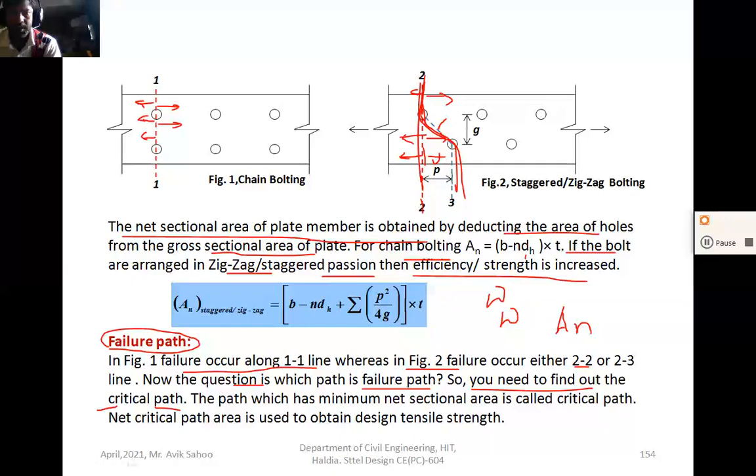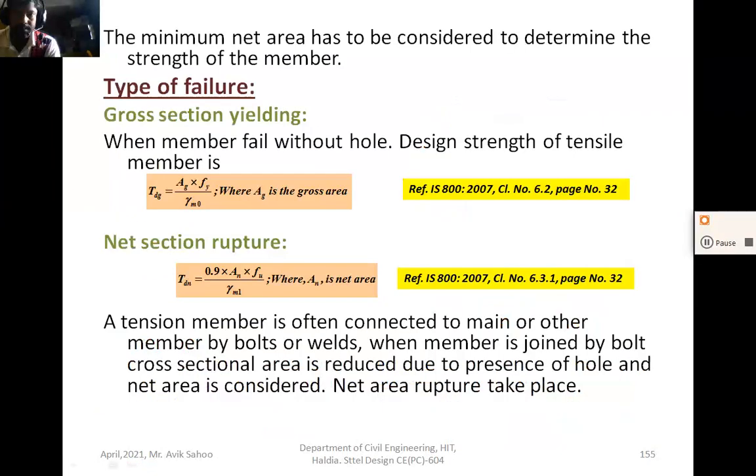Critical path means the path which has minimum net sectional area. The path which has minimum net area is called the critical path. Now the net critical path area is used to obtain design tensile strength. So, as I have said, the critical path will be considered to obtain the design capacity of the plate. The minimum net area has to be considered to determine the strength of the member.